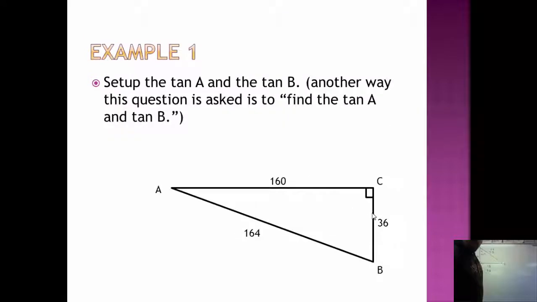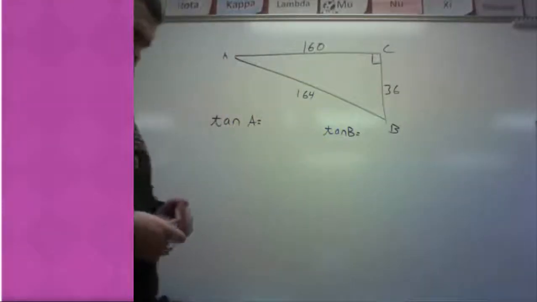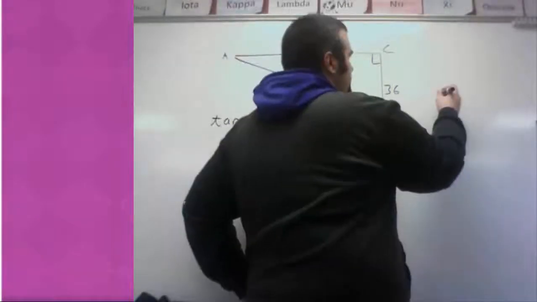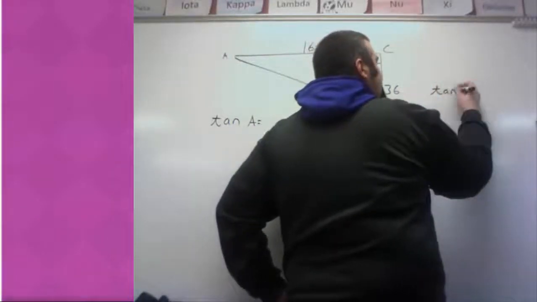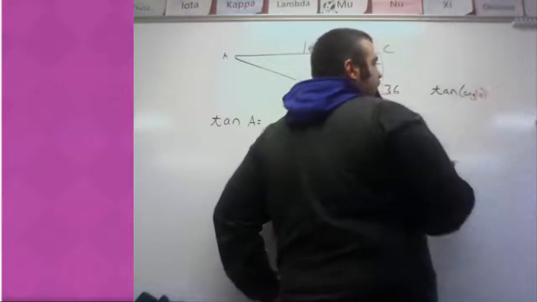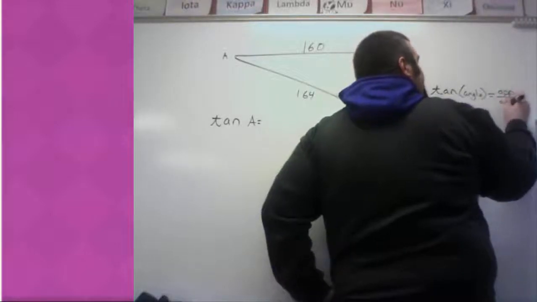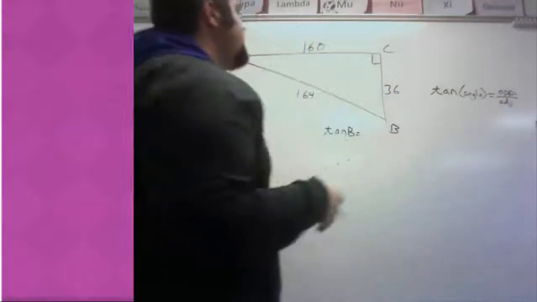So let's look at a few examples. Set up the tangent of A and the tangent of B for this example. Another way this question is asked is to find the tangent of A and tangent of B. What they're just saying is set up the ratio that you get for it. Alright, so I know I didn't write this out fully anywhere else, but the tangent ratio, tangent of angle, I don't care what the angle is, is always going to be opposite over adjacent.